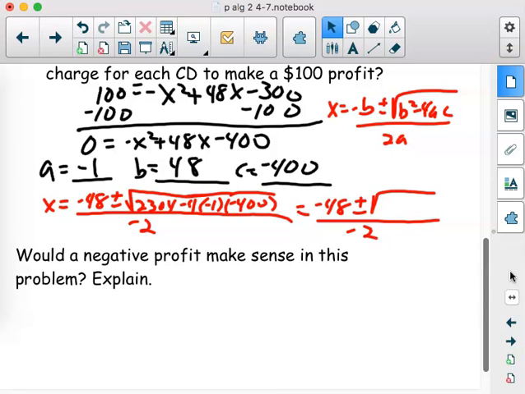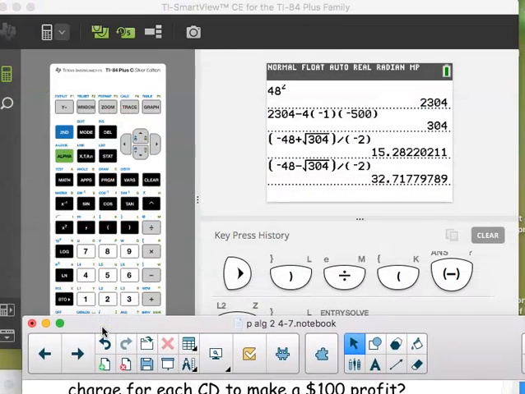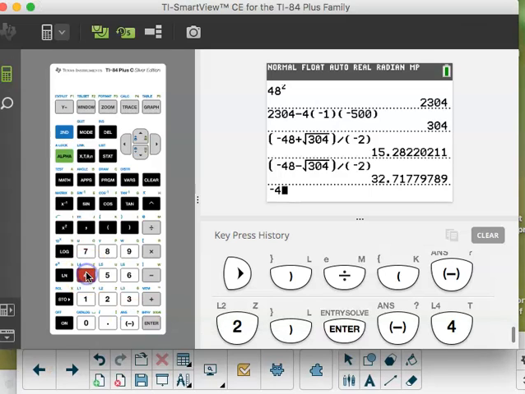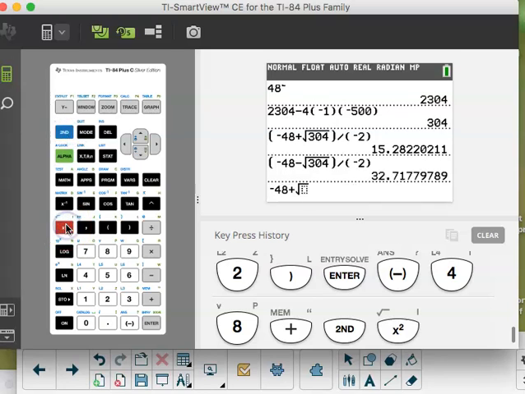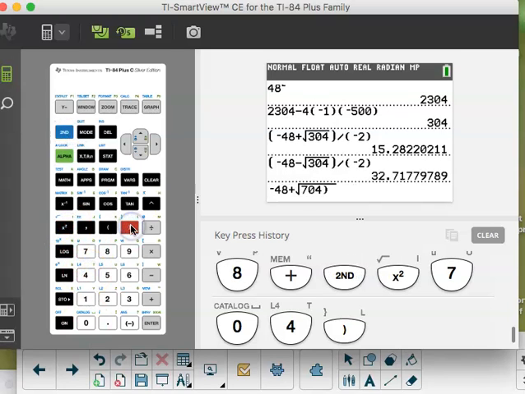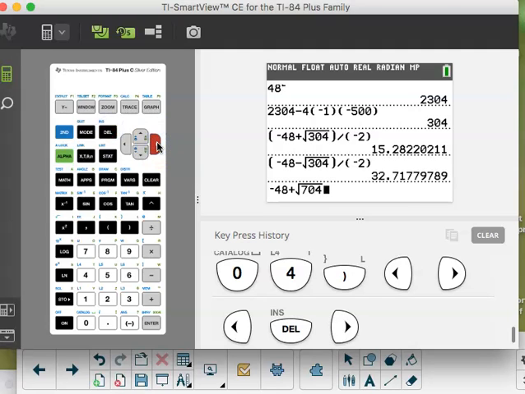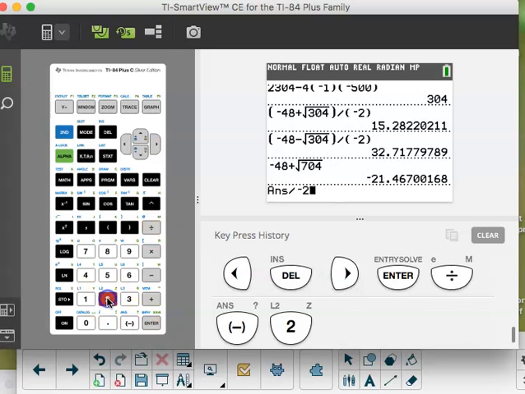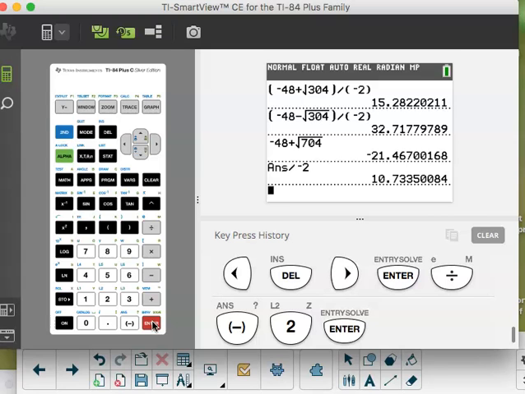Everybody is back. Is there somebody that can tell me when they did this, 2,304 minus 4 times negative 1 times negative 400, what new number they had under that radical, please? 704. Yes, thank you. So that was kind of messy when you went to punch it in. Negative 48 plus the square root of 704. Ugh. I always forget this calculator is different than my handheld. And then we would have to divide that by negative 2. So that gave us $10.73.